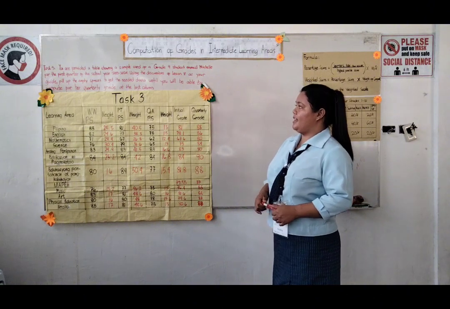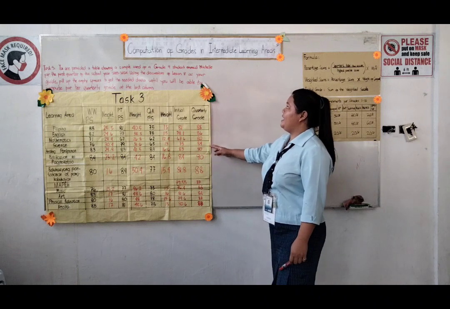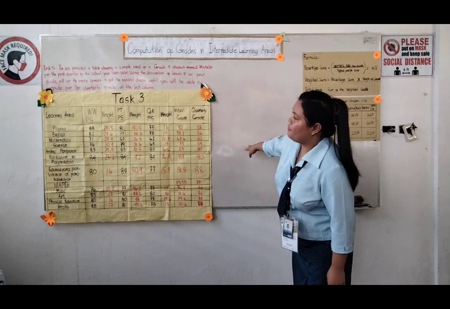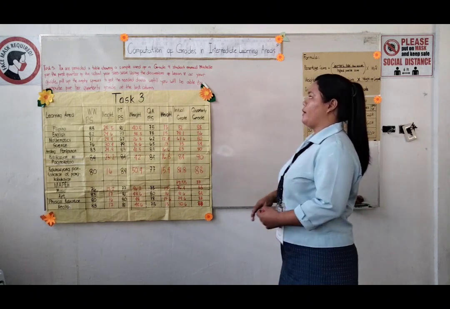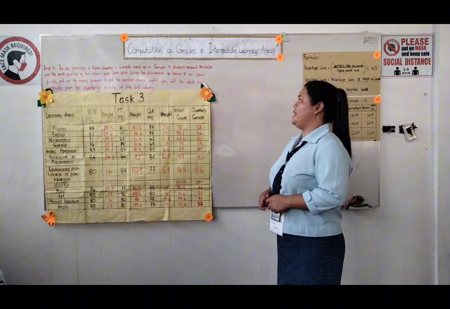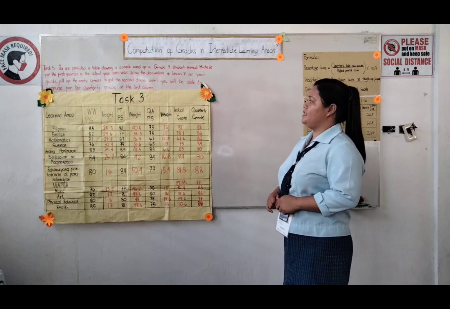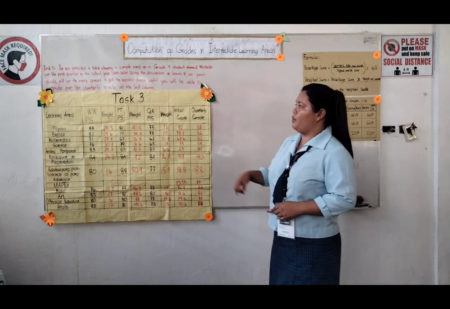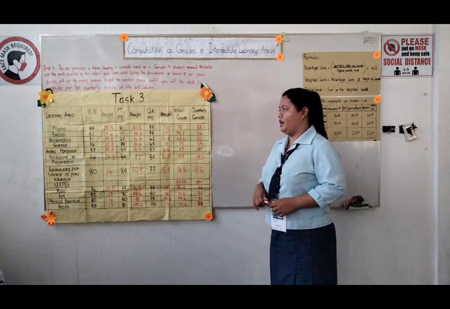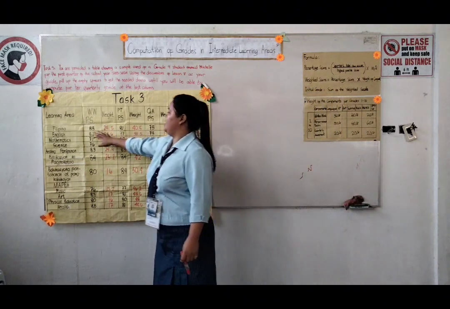So you are provided a table showing a sample card of a grade 9 student named Michelle for the first quarter of the school year 2023 to 2024. Using the discussions of lesson 8 as your guide, fill up the empty spaces to get the needed data until you will be able to compute for your quarterly grade at the last column. So first, we have here the Filipino.